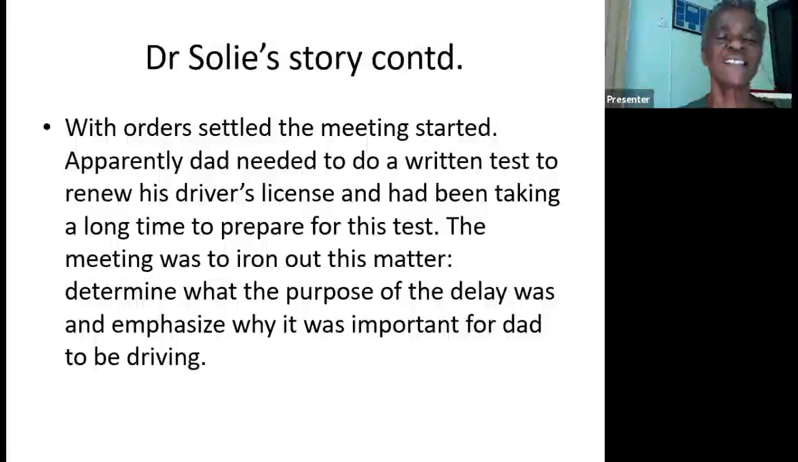With the order settled, the meeting started. Apparently, Dad needed to do a written test to renew his driver's license and had been taking a long time to prepare for this test. The meeting was to iron out this matter, to determine what the purpose of the delay was and emphasize why it was important for Dad to be driving.